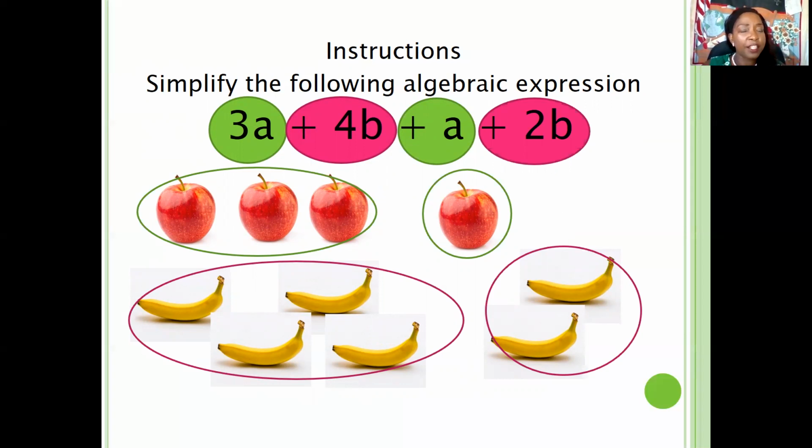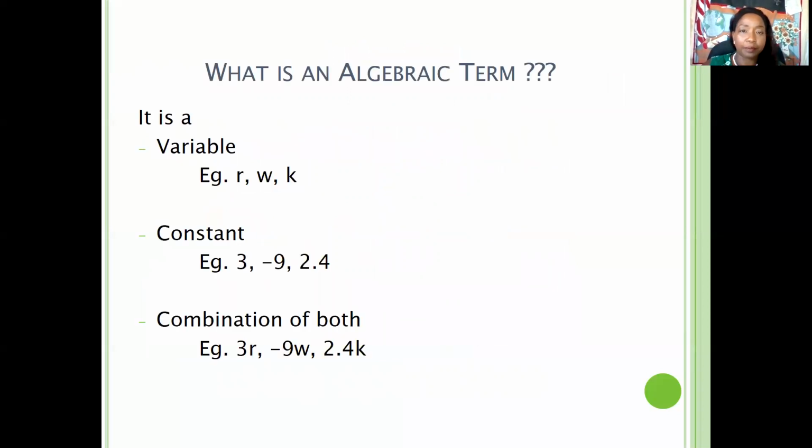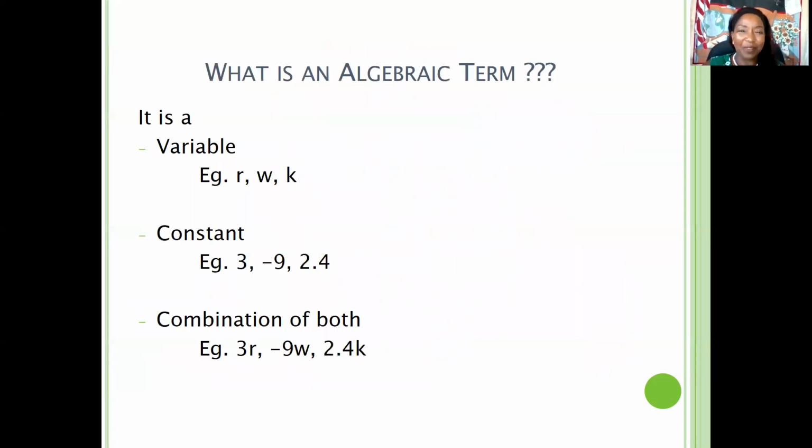Do you see the correlation? 3a plus 4b plus a plus 2b. What would the final answer be? Wow. Right here, I hope you have something in your mind before I go ahead, because we're going to walk through that again a little later. But first, algebraic terms.